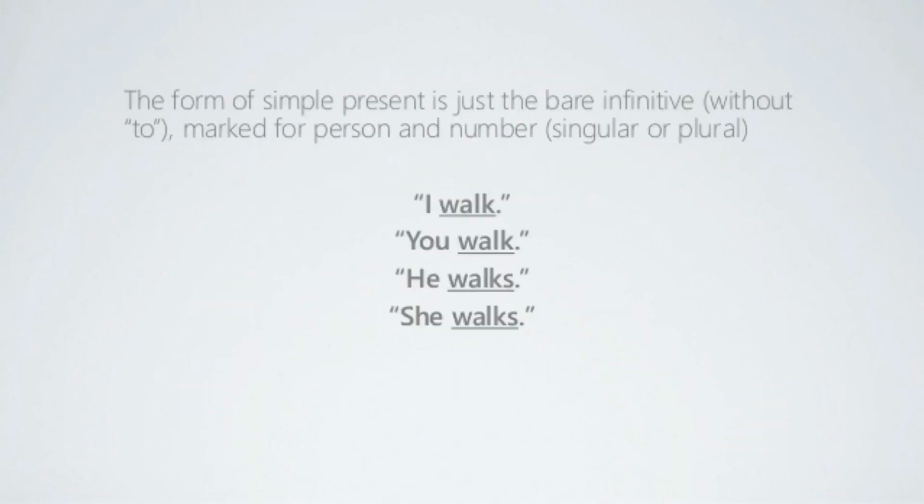Now, if you see on the screen, here are some more examples for you. The form of simple present tense is just the bare infinitive without to, marked for person and number. We use the present simple tense for singular or plural, like I walk, you walk, he walks, she walks.